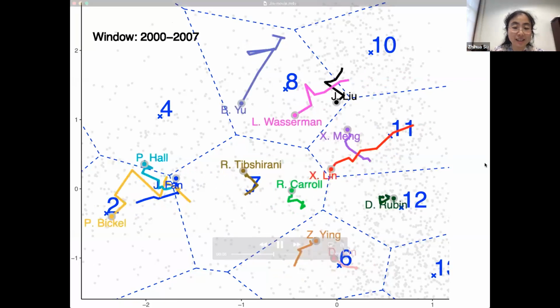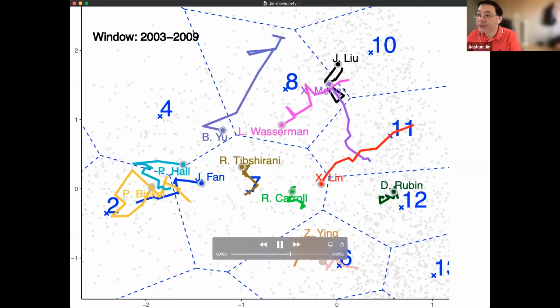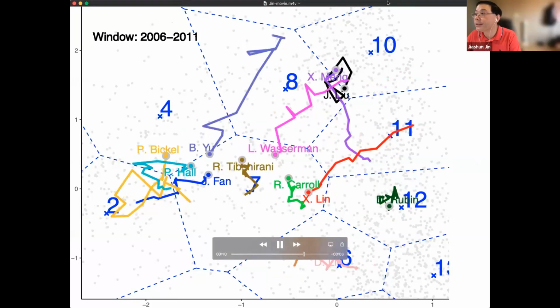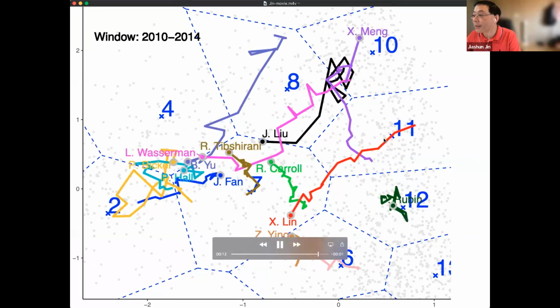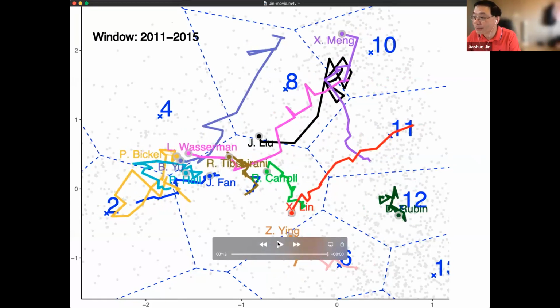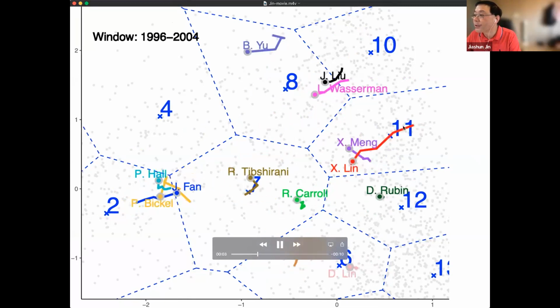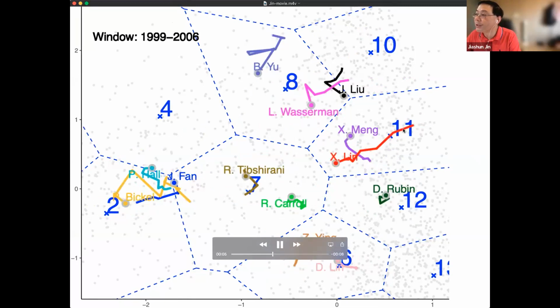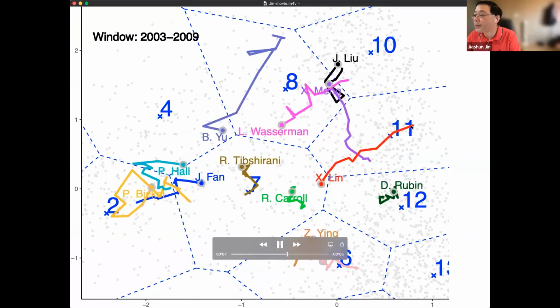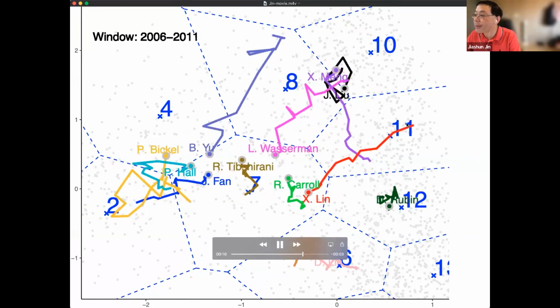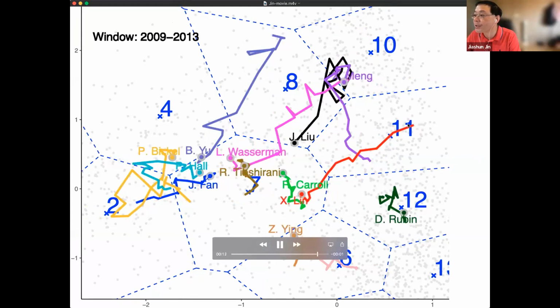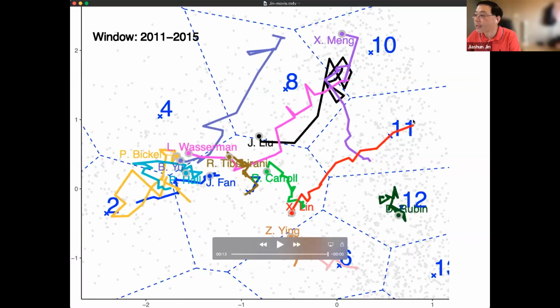So for example, you can take a look at Xihong Lin. Xihong did her PhD under Norman Breslow, in the sub-area of generalized estimating equations. So you can see this red curve. It shows the research interest of Xihong Lin over the years, from the 1990s to 2015.